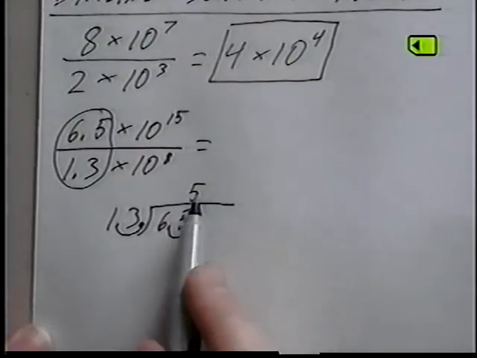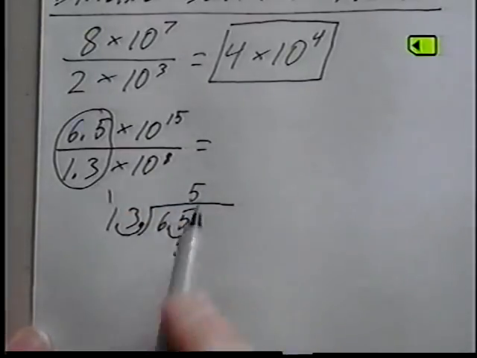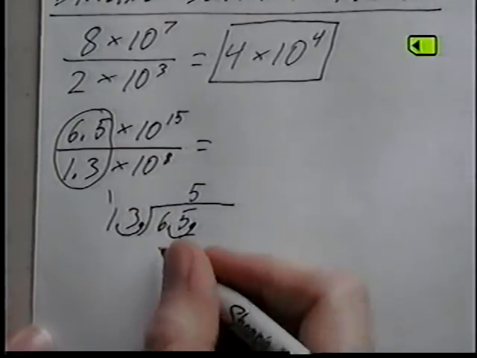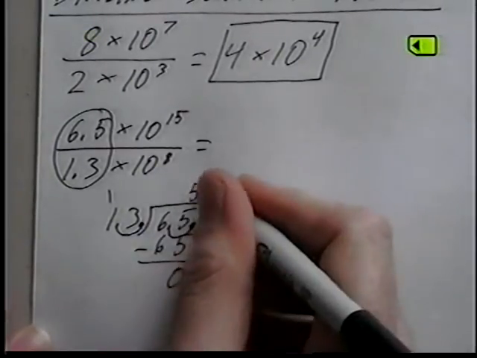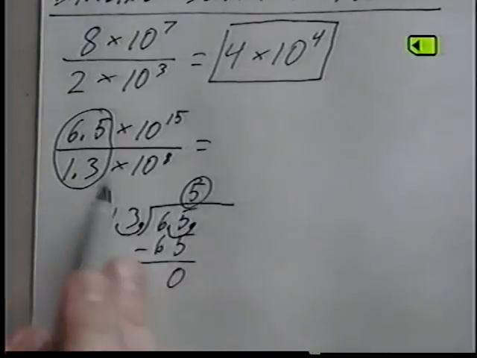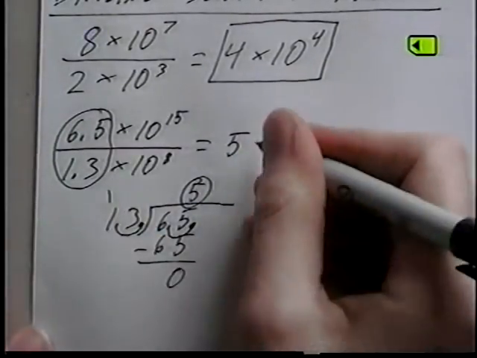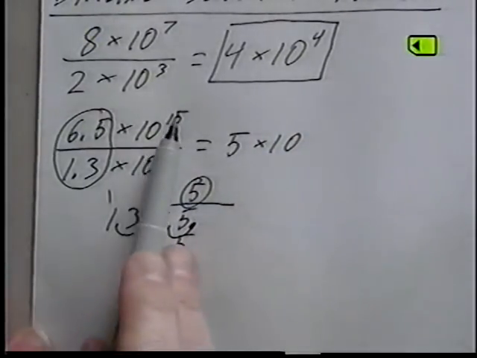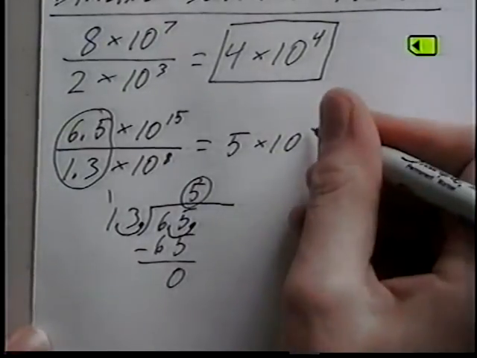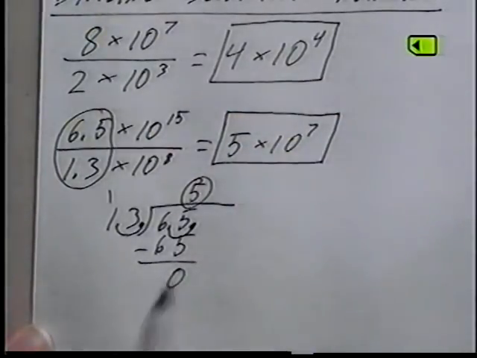Goes in 5 times. You multiply 5 times 3, that's 15. Carry the 1. 5 times 1 plus 1 is 6. Equals 65. Subtract those. So when you divide, the answer would be 5. So up here we can put a 5. We still have times 10. And the exponents, you subtract. 15 minus 8 would be 7. So our final answer, one number in scientific notation, is 5 times 10 to the 7th power.